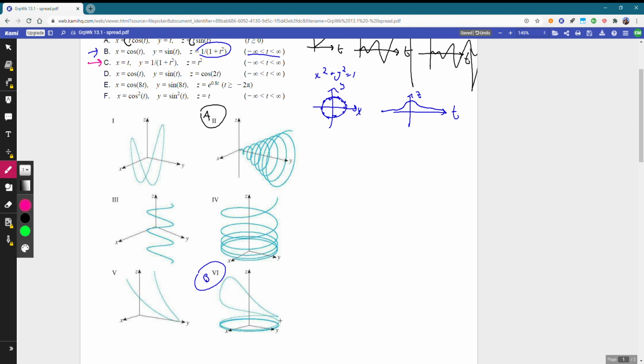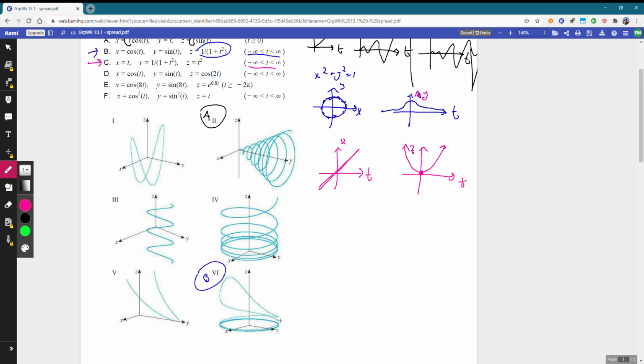Moving on to C, we see that, so for all t values, x is just our standard line, slope 1. Y has this exact same look as we did before. Let me just piggyback on this graph. And then z is our favorite parabola. Next up, the origin there.